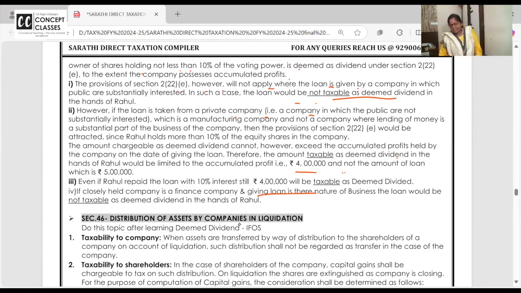So one thing is clear from just the last 15 minutes of discussion: whatever amount goes to shareholders out of accumulated profit, whether the company is there or the company is closed, that's not sale consideration, that's dividend.